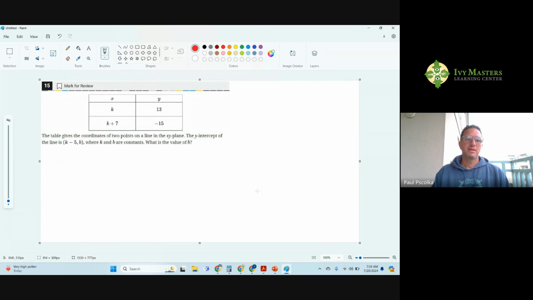Number 15 reads, the table gives the coordinates of 2 points in the xy-plane. The y-intercept of the line is (k − 5, b), where k and b are constants. What's the value of b?